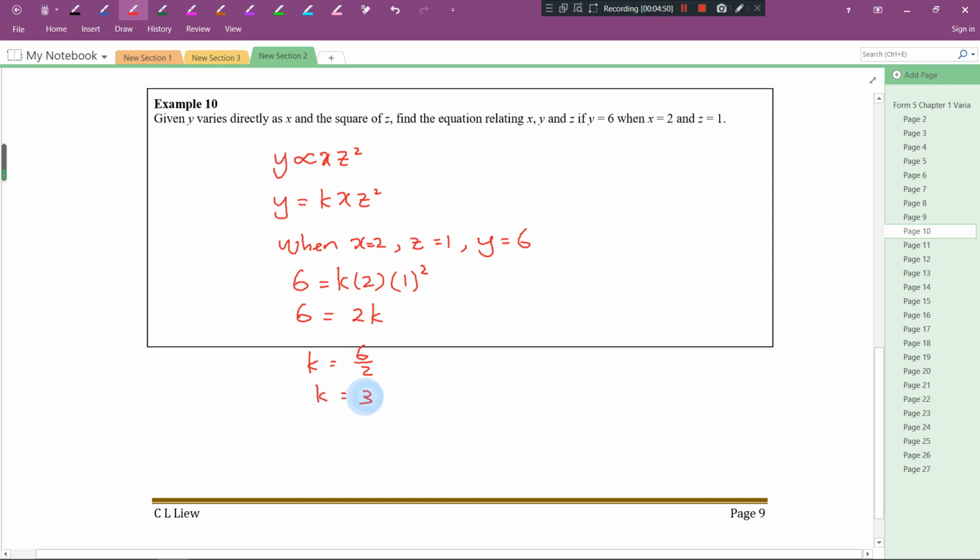Now we have the value of k, the constant of variation. What we need to do is plug this value into this equation. y equal to k, which is equal to 3, x z squared. Okay, so this is the answer for this question.